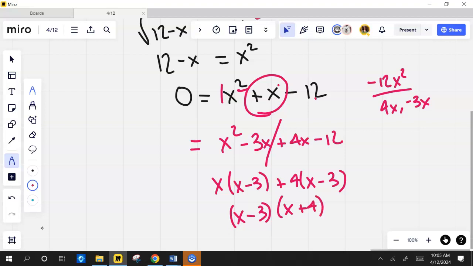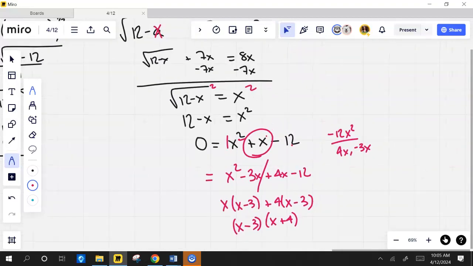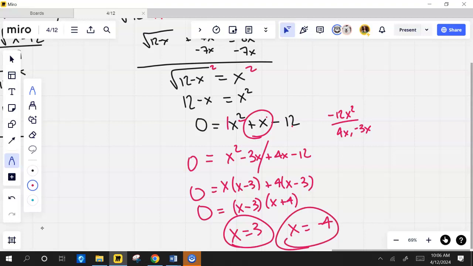But don't lose sight of what you're doing in this problem. The whole reason we did all this, remember, I'm trying to solve for x. This equals 0. So what does x equal? If you were to plug both of these in, you would find that one of them works and one of them doesn't. What do we call the one that doesn't work? You're close. Extraneous. Yes.